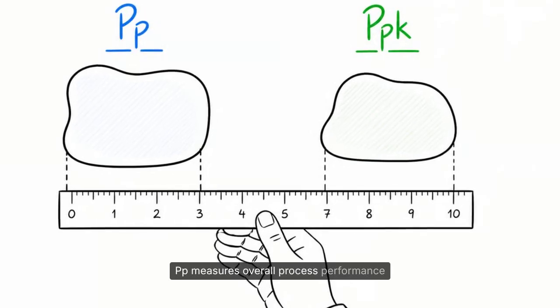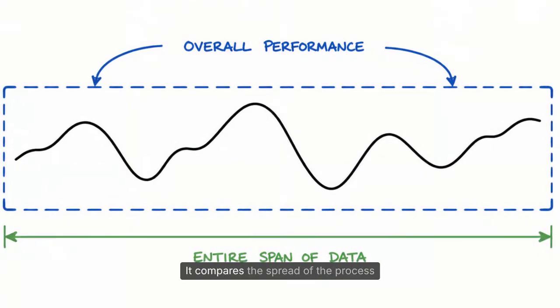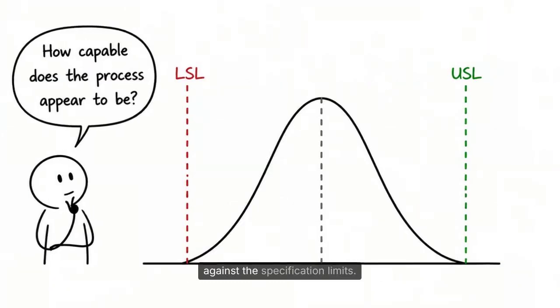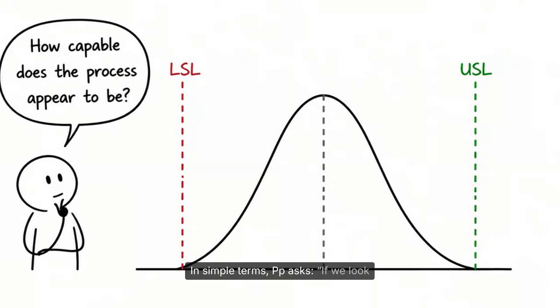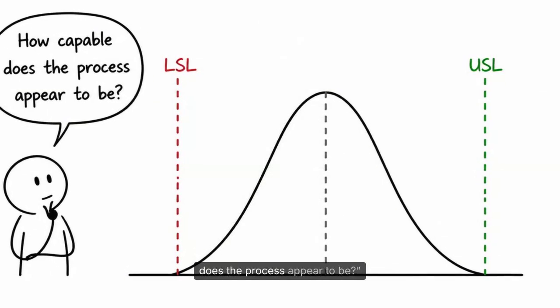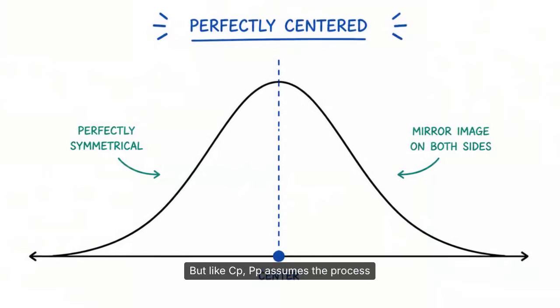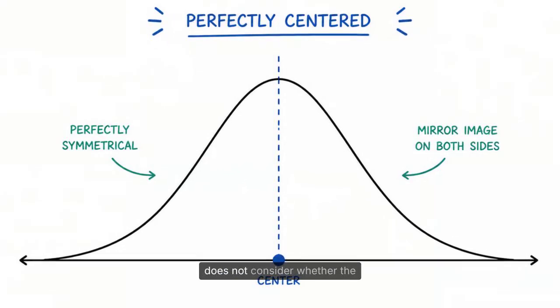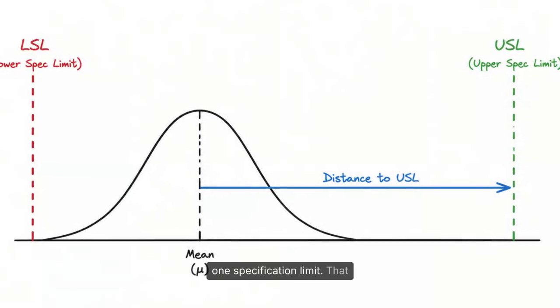PP measures overall process performance. Based on the total variation in the data, it compares the spread of the process against the specification limits. In simple terms, PP asks, if we look at all the variation over time, how capable does the process appear to be? But like CP, PP assumes the process is centered perfectly. It does not consider whether the process is actually drifting toward one specification limit.